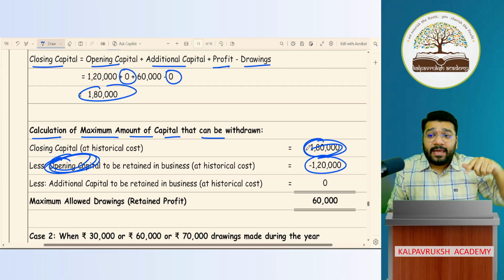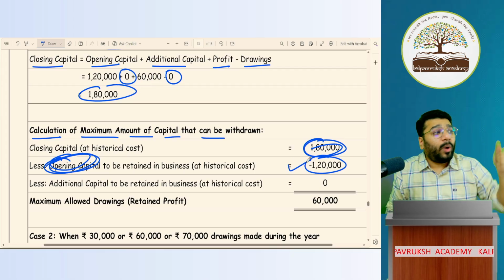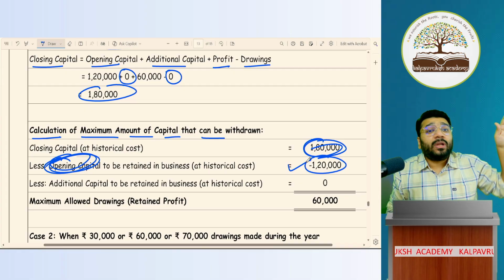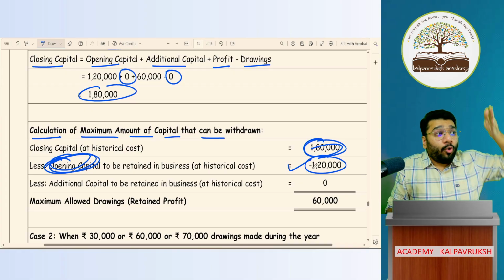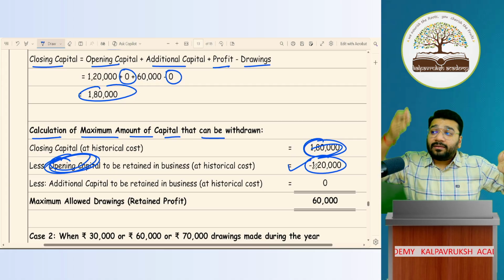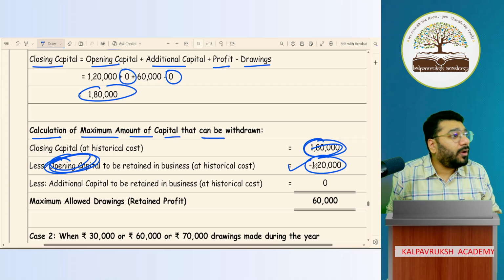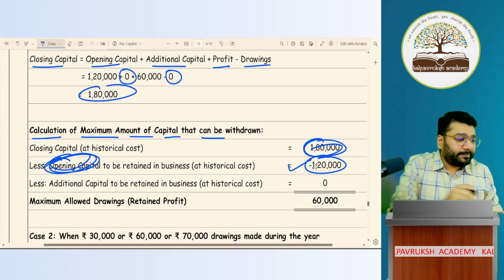This way, I'll maintain my opening capital of 120 in the next year. How much money should I withdraw in such a way that the opening capital of the first year is maintained in every second, third, and fourth year? Got it? Not got it? Clear or not clear? Okay.